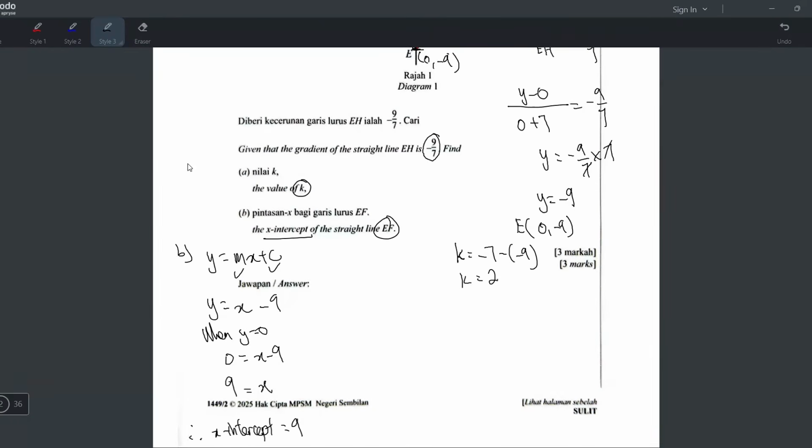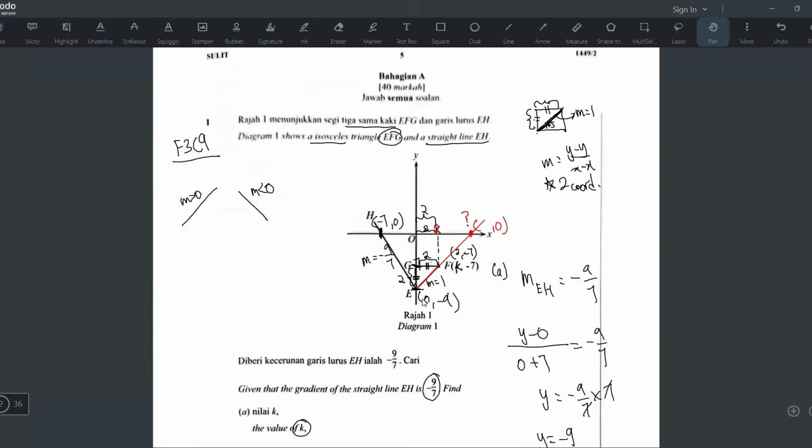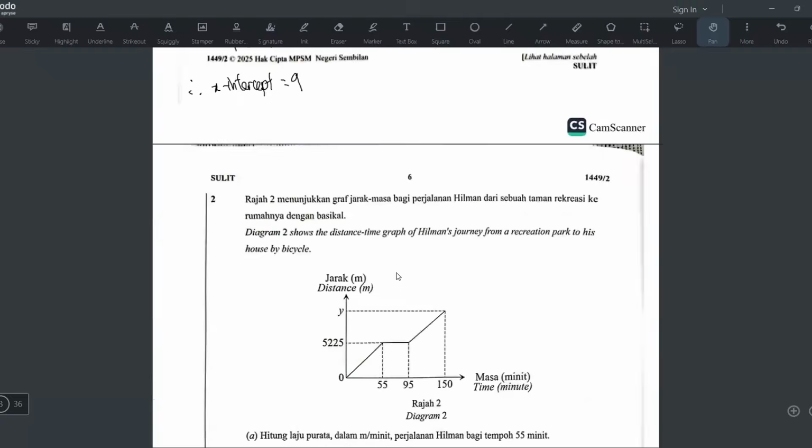If they ask for coordinate, then only we write bracket 9, 0. Okay, for this, I'll write like that. Okay, this is good enough. Hope you understand. I will continue.